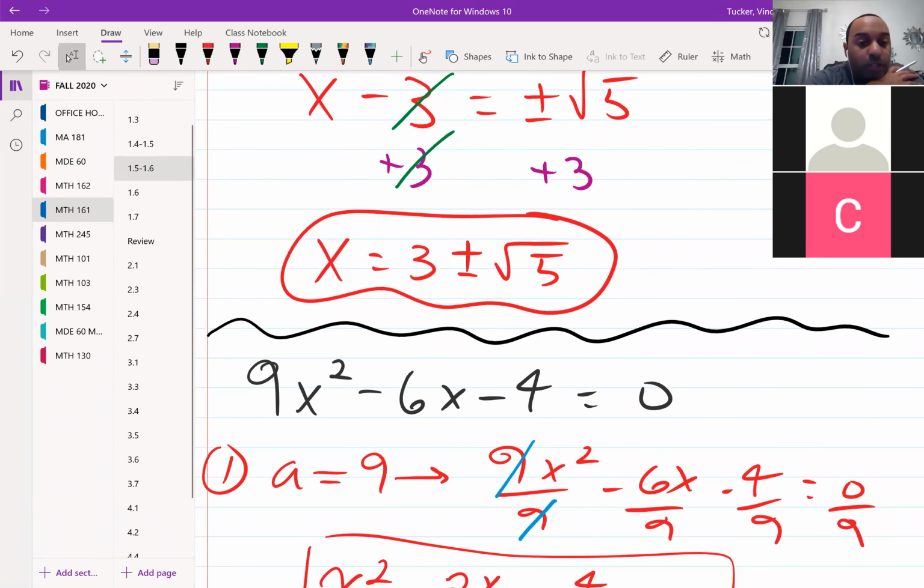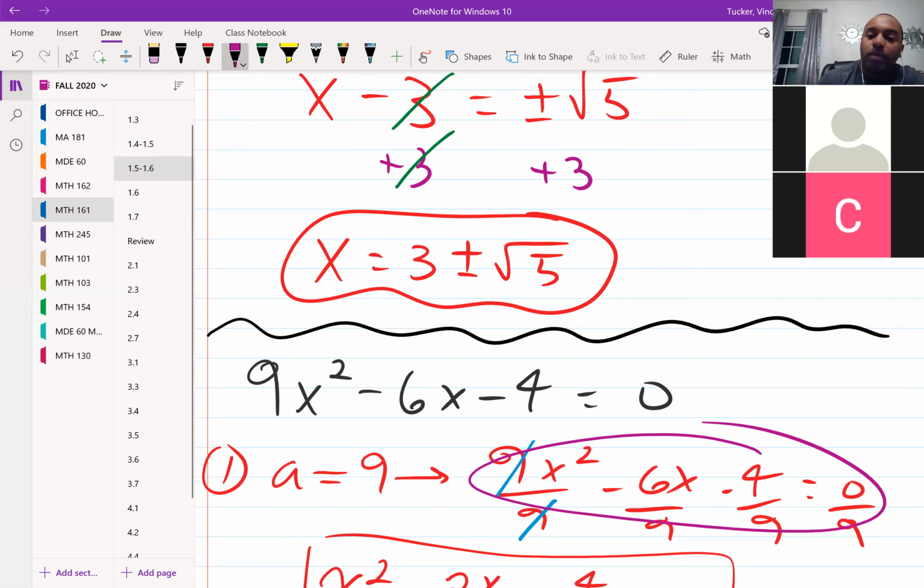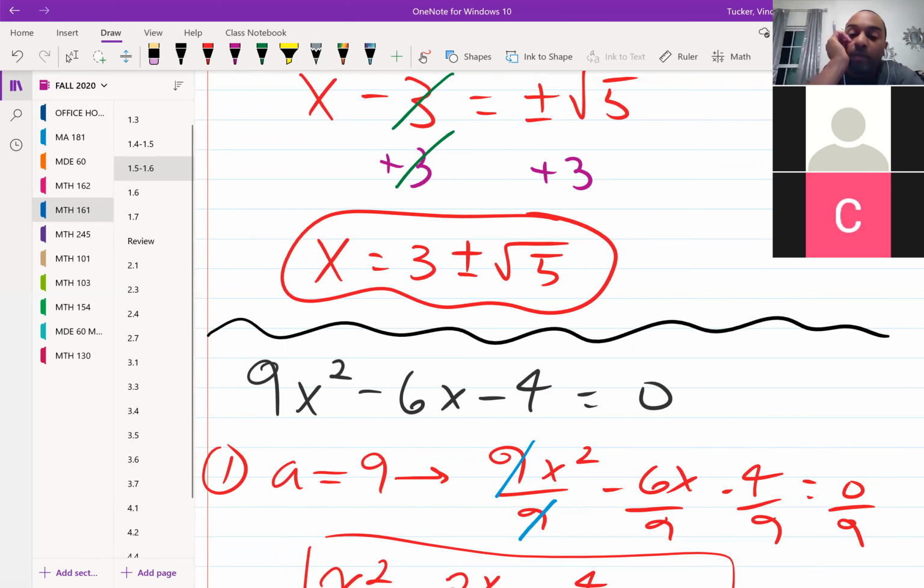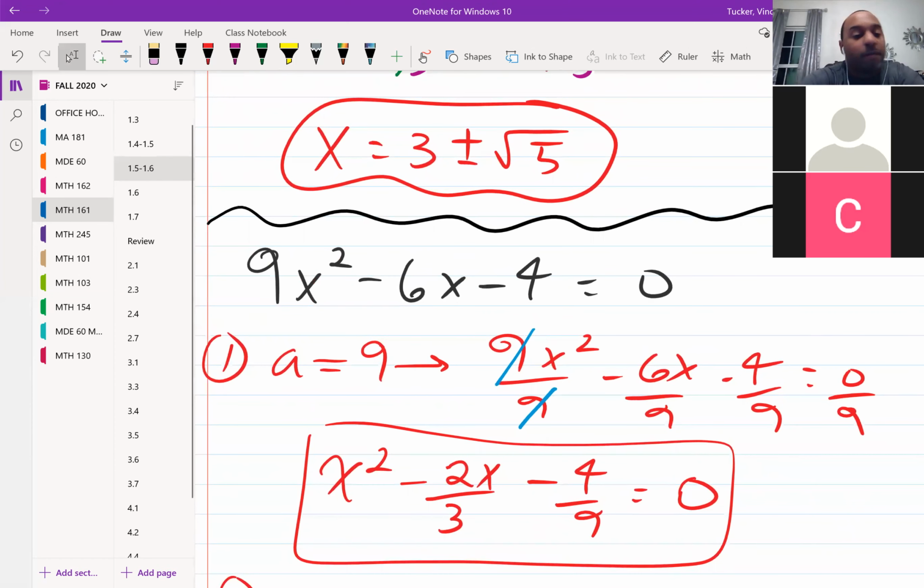All right. So the next one, 9x squared minus 6x minus 4 is equal to 0. So this time a is equal to 9. So we need to get 9 off of x squared by dividing each term by 9. And so that's what I did here. Divided each term by 9. So the 9s cancel in that first term. Then we have 6 over 9, 4 over 9, and 0 over 9, which would be 0, of course. And that will be the result once you simplify. x squared minus 2/3 x minus 4/9 equal to 0.